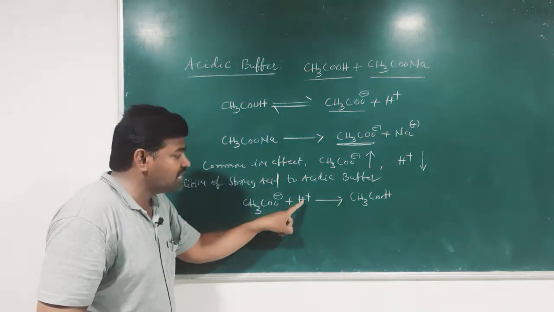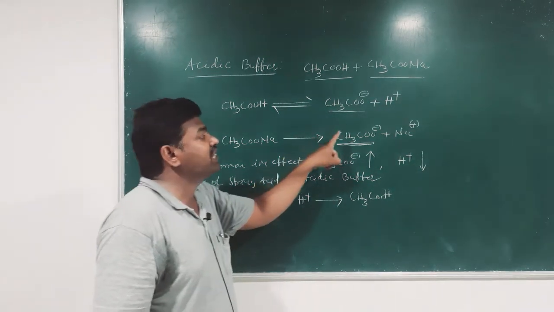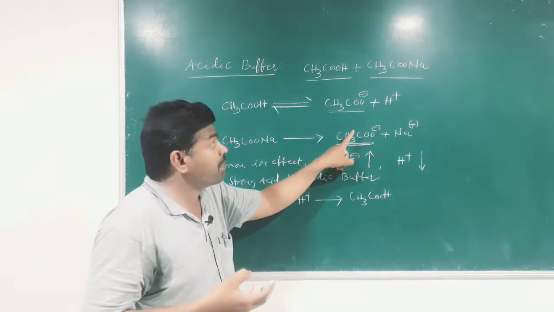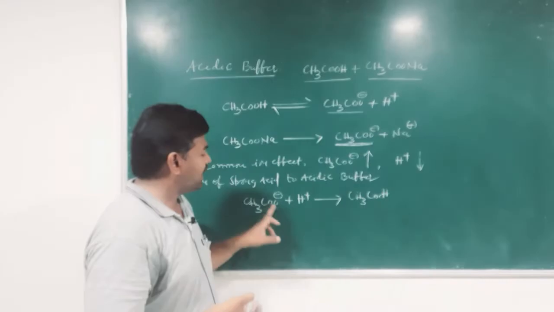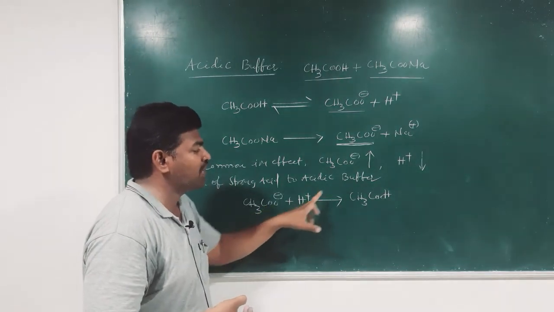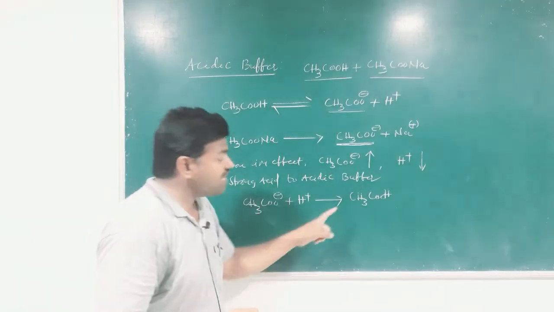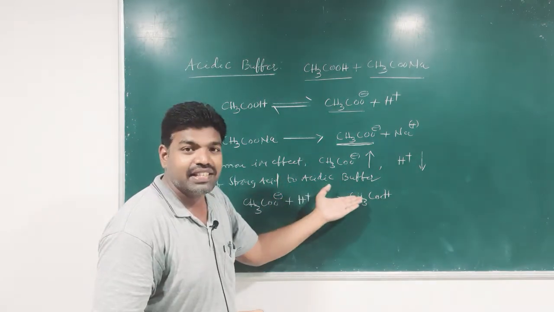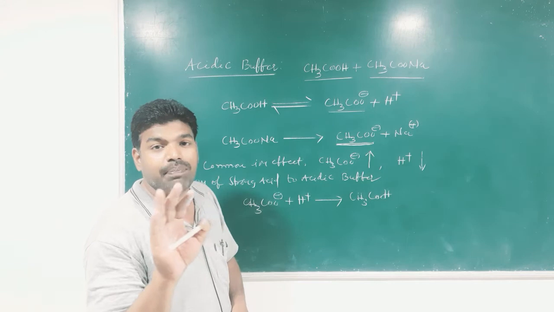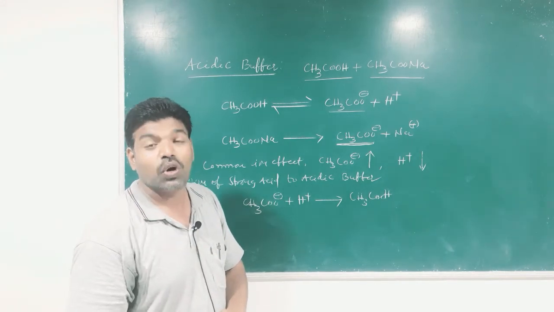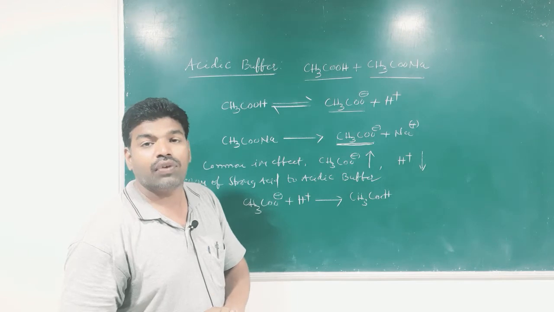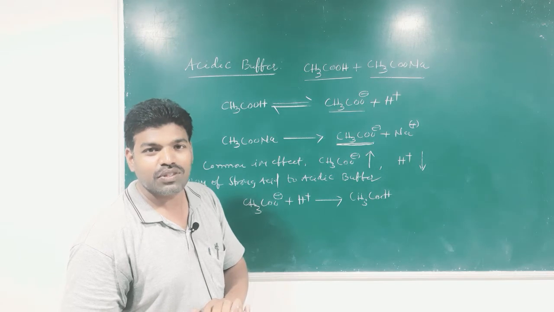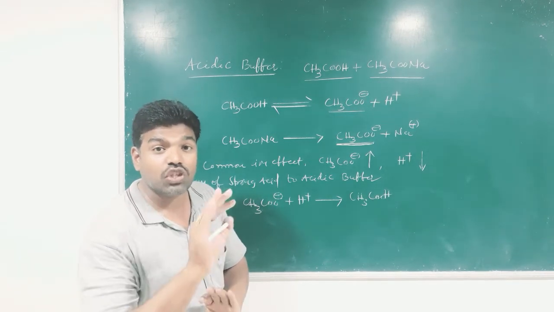these H plus ions from the strong acid combine with the acetate ions, a large number of which are present in the buffer. The acetate ions combine with H plus ions to form acetic acid. The formation of weakly ionized acetic acid does not alter the pH effectively, so we could not observe a drastic pH change. In that way pH is optimized.